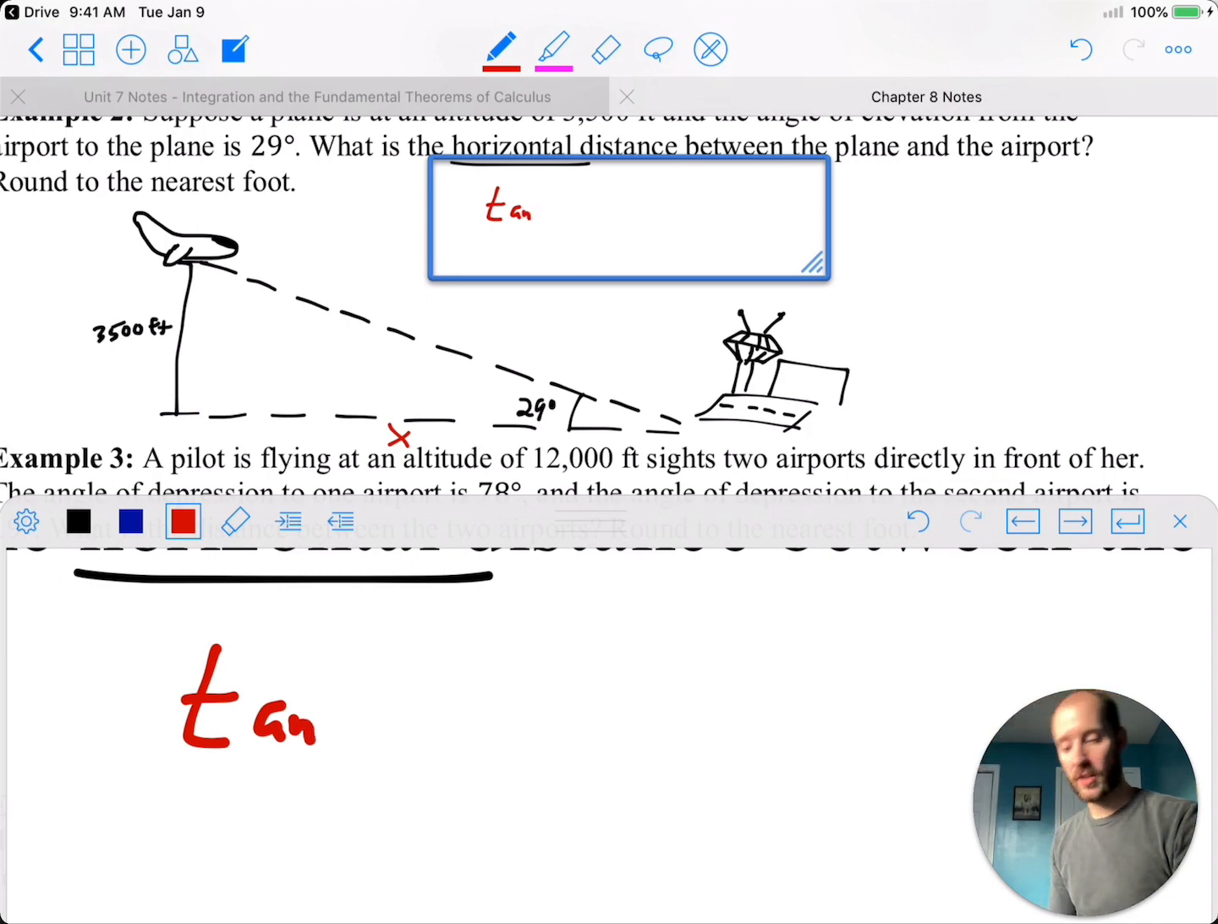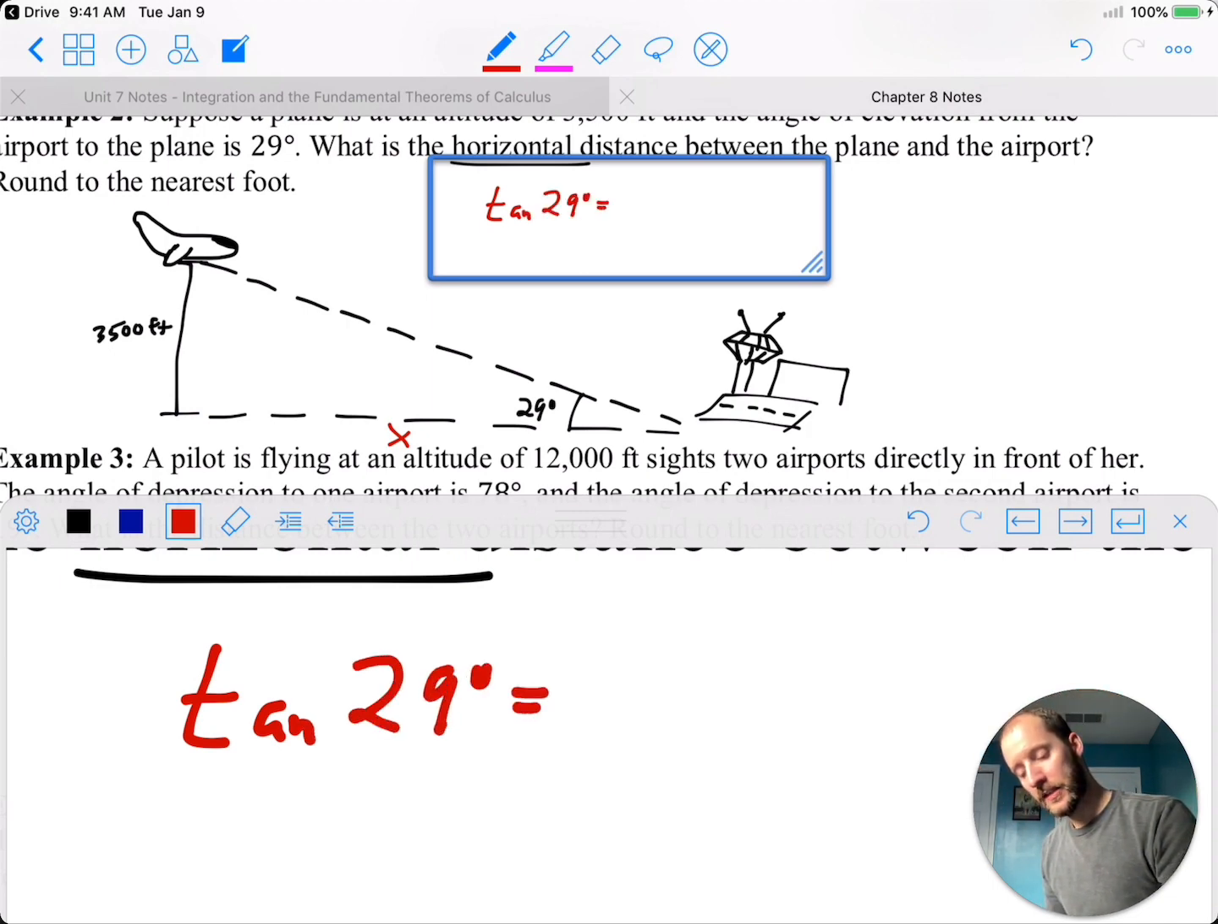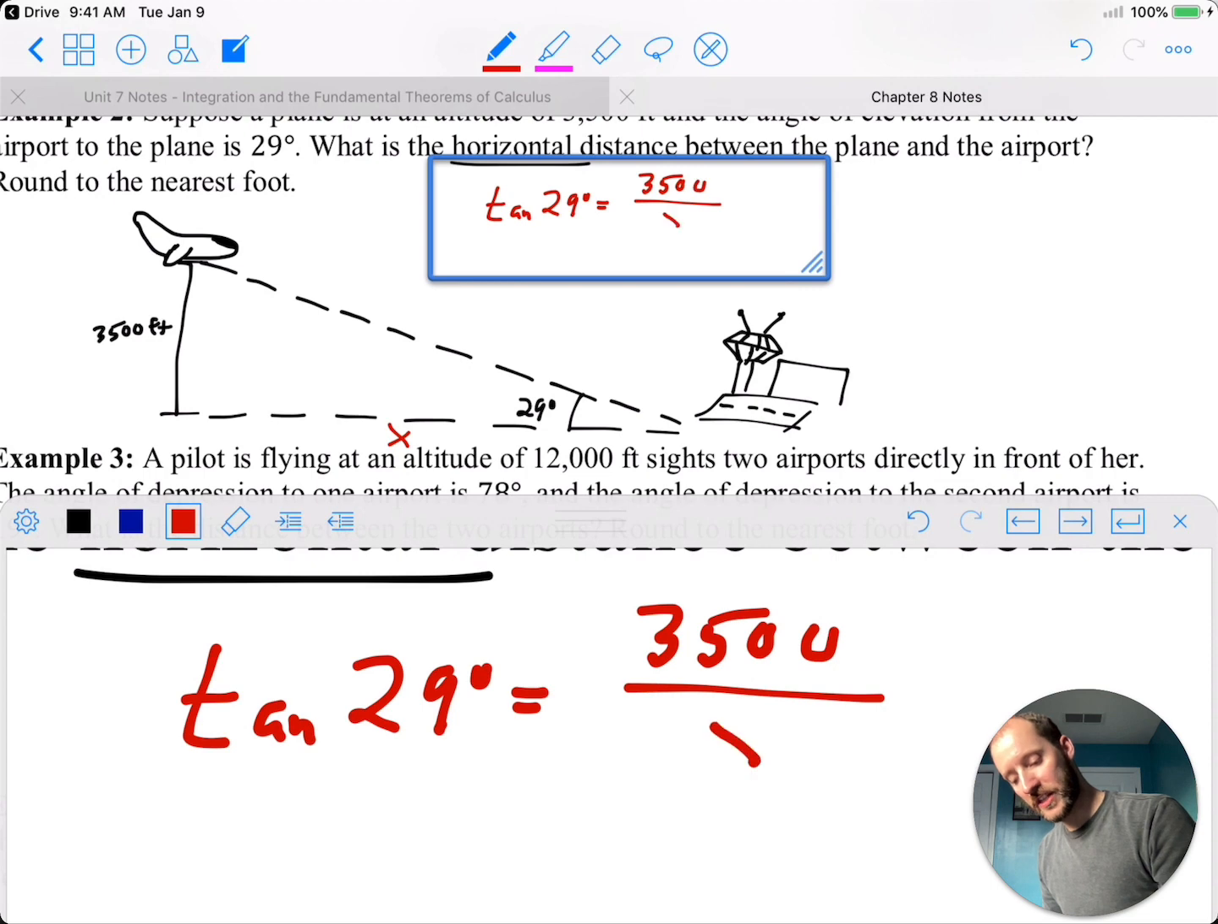So tangent of 29 degrees is going to be opposite, 3500, over adjacent, x. Now when you have the variable in the bottom of the fraction, you can do the switch, because you're going to multiply x over, then divide tangent 29 back to the other side. So we're kind of switching those two.